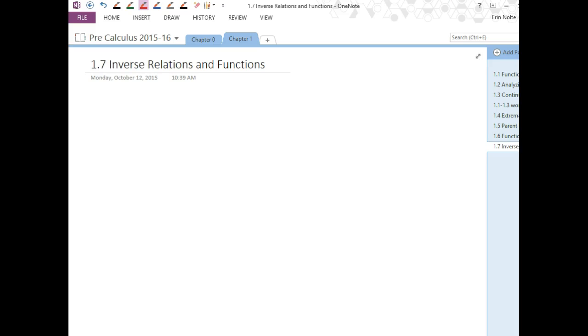All right, so 1-7 is finding inverse functions, well, inverse relations and their functions, okay? So you guys have done this before. It's going to be a little bit more in depth this time, though. So step 1, let's do just simply finding an inverse.